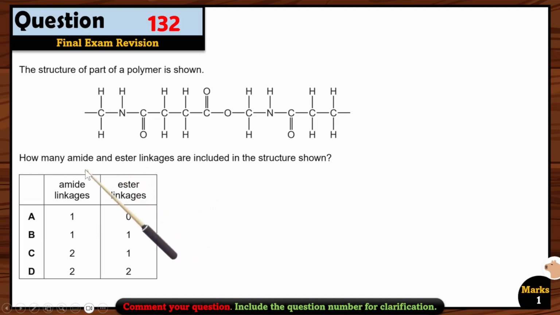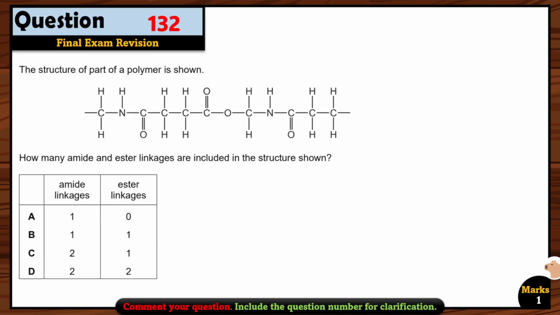What is an amide link? An amide link is formed when a diamine and a dicarboxylic acid react with each other. We get an amine group, so in the amine group, the amide link will be formed. How will the amide link be formed? That amine will release one hydrogen.